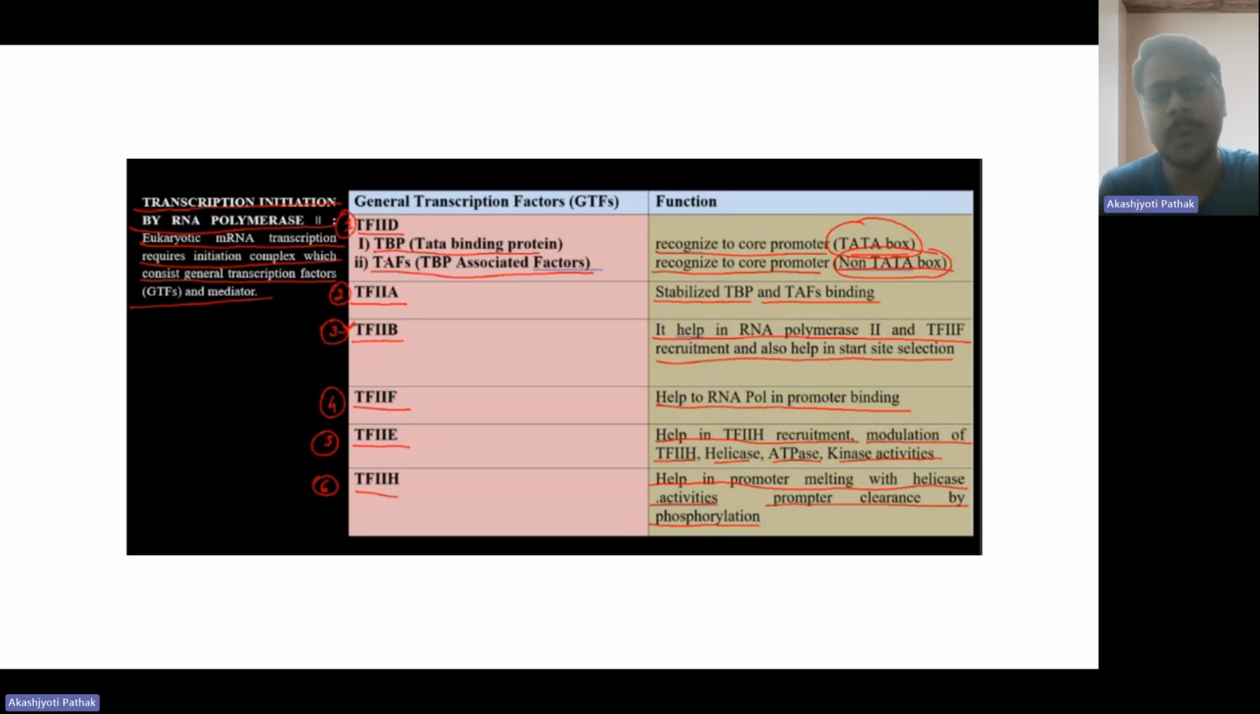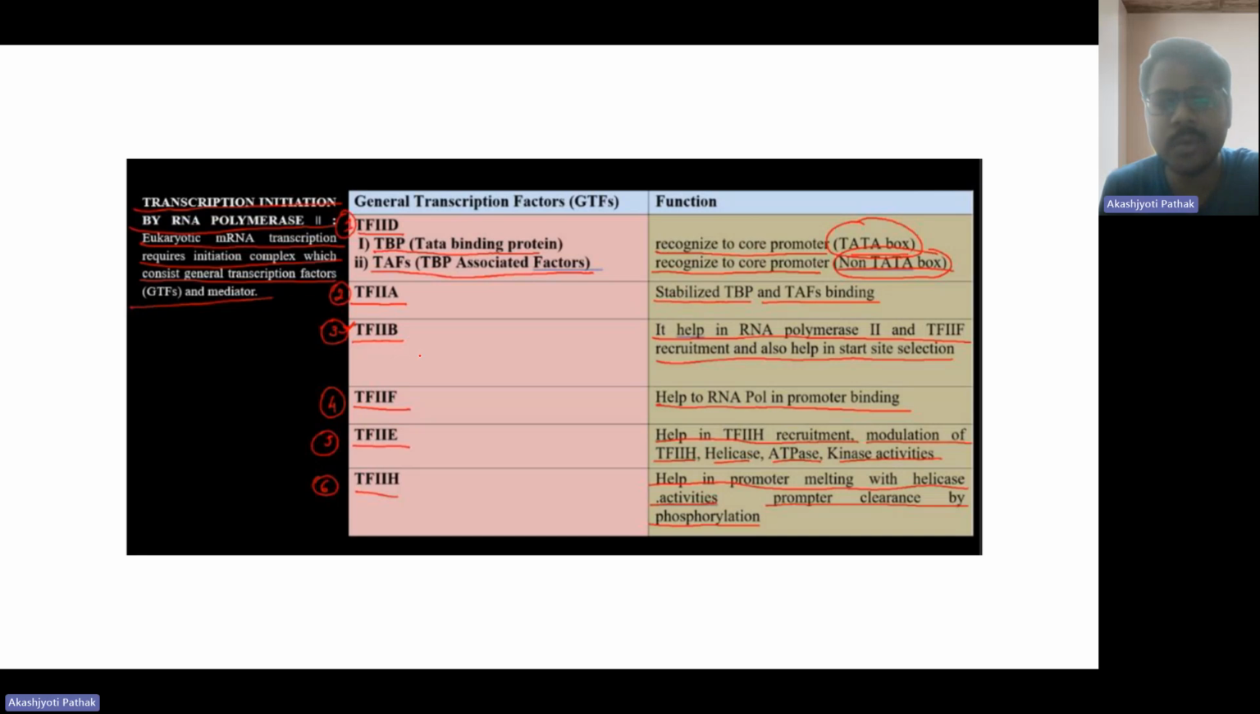Then this is followed by recruitment of transcription factor 2A. What does transcription factor 2A do? It stabilizes the binding of TBP and the TBP-associated factors to the RNA polymerase. And then transcription factor 2B is recruited. It helps in the RNA polymerase 2 and transcription factor 2F recruitment, and also helps in start site selection.